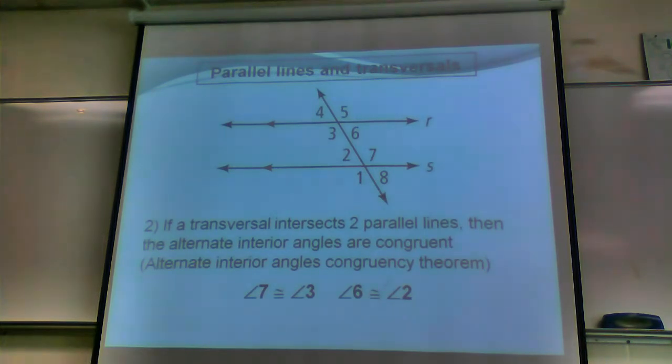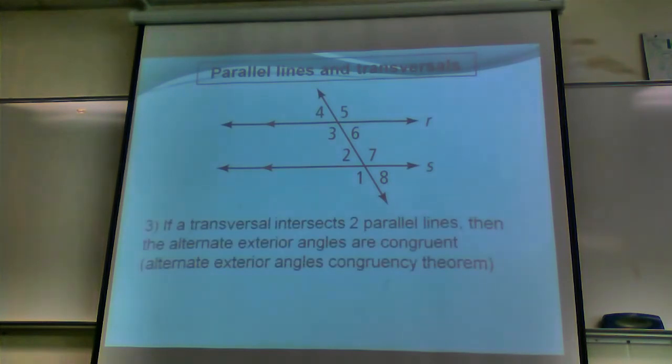All right, the next one I'm going to have up there is alternate exterior angles. Do you think alternate exterior angles are congruent to each other? Look at it. Tell me, are they congruent? Yeah. 4 and 8, 5 and 1, they look like they're the same. So again, if it starts with intersecting two parallel lines, then alternate exterior angles are congruent.